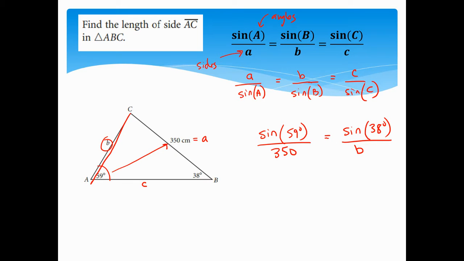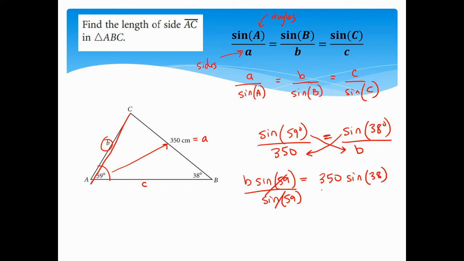So when we solve proportions, we found one way that always works is cross multiplying. So that's what I would really suggest doing in these cases, is just cross multiply. So it's going to look a little bit different because we've got b times sine of 59 equals 350 times sine of 38. So now to solve for b, we just have to divide both sides by sine of 59.